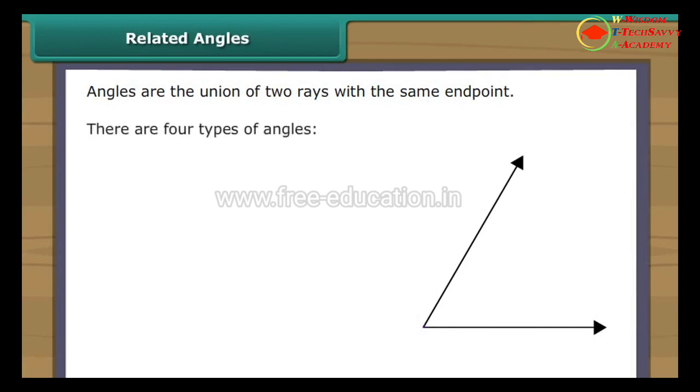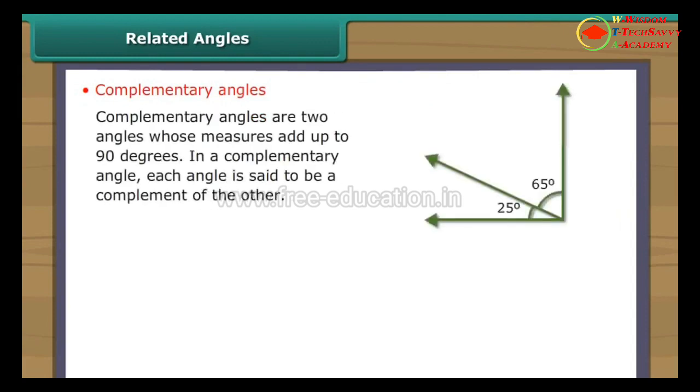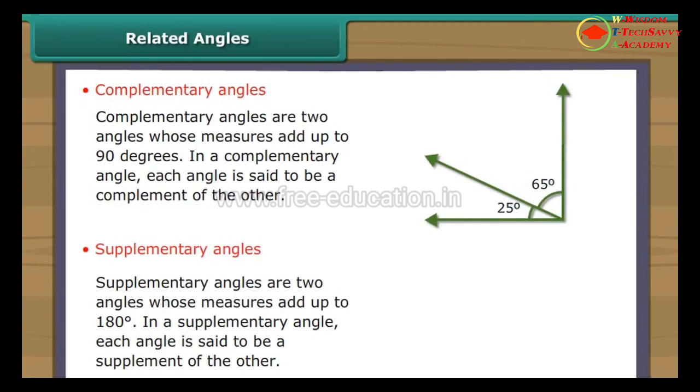There are four types of angles. They are complementary angles, supplementary angles, adjacent angles and vertical angles. Now take a brief look at all the angles. Complementary angles are two angles whose measures add up to 90 degrees. Supplementary angles are two angles whose measures add up to 180 degrees.